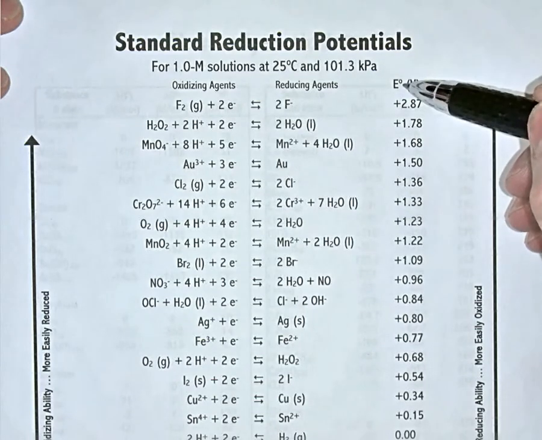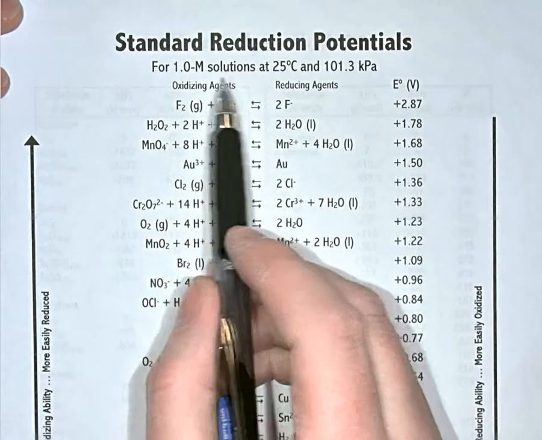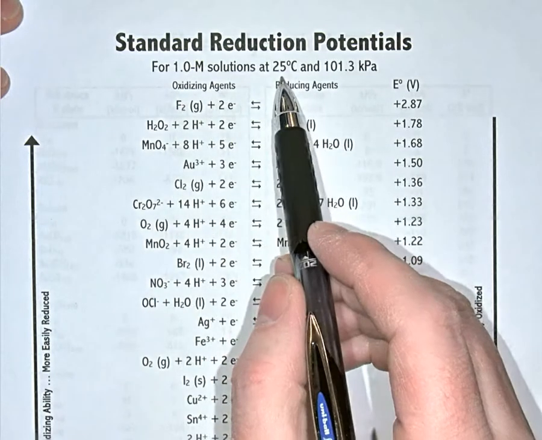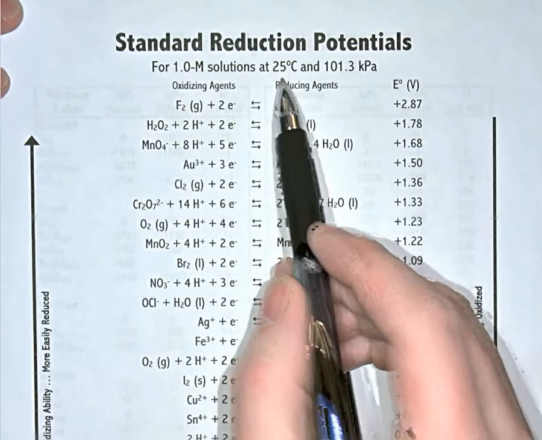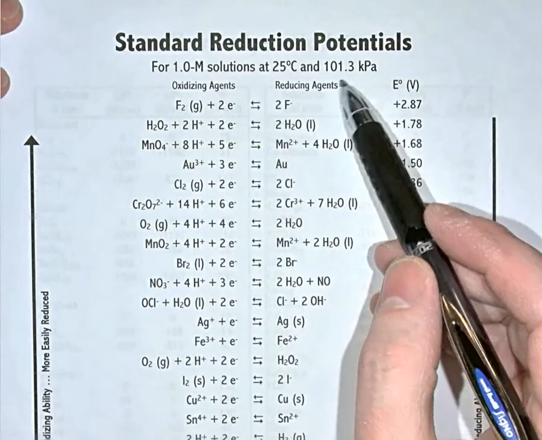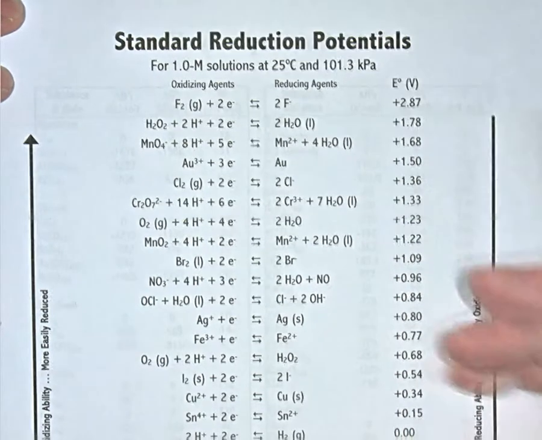Standard, that's what the degree symbol beside the symbol E means, refers to the fact that if there's anything aqueous, its concentration is 1 molar, the temperature is 25 degrees Celsius, and if there are any gases in here, the pressure would be standard pressure, 101.3 kPa, or 1 atmosphere pressure.